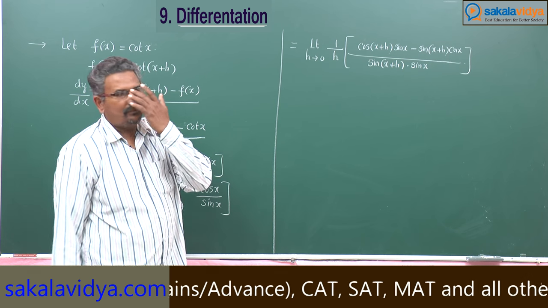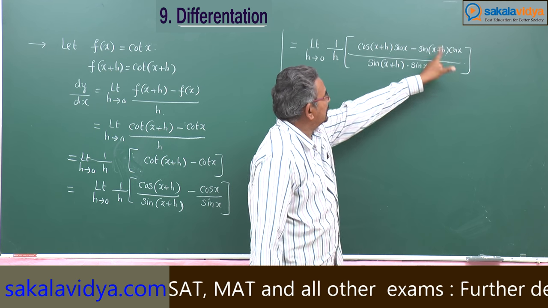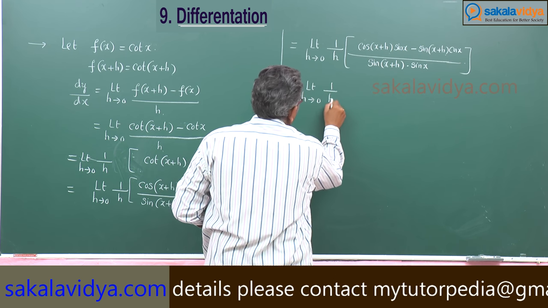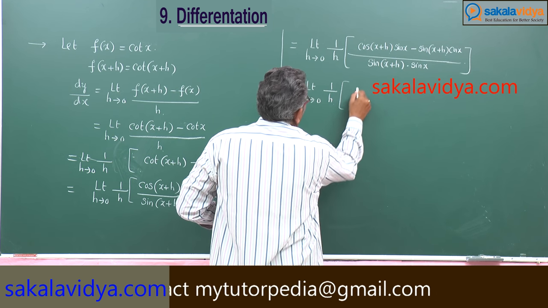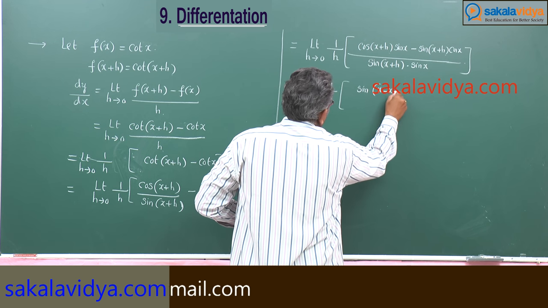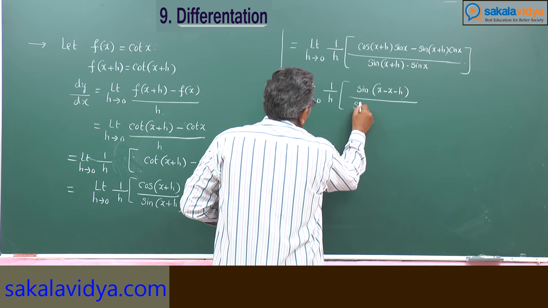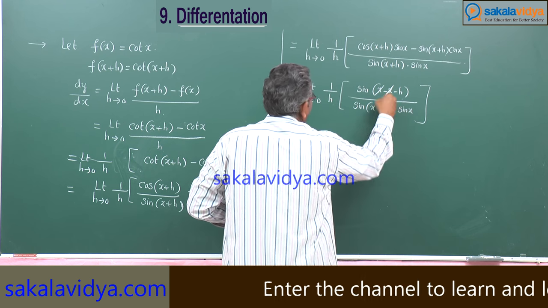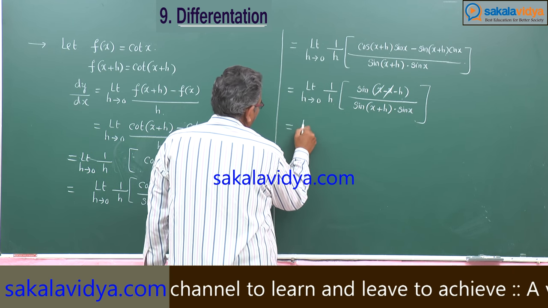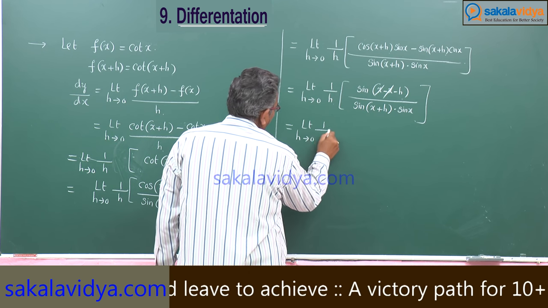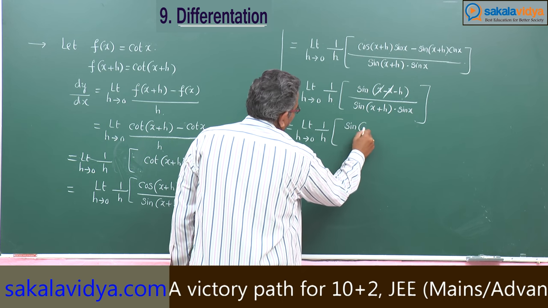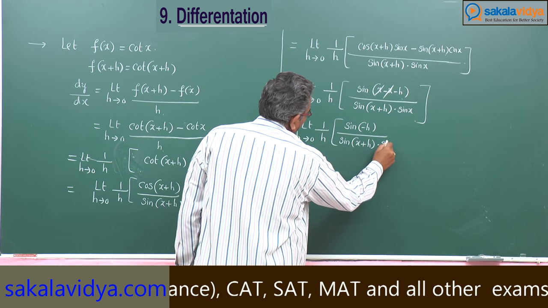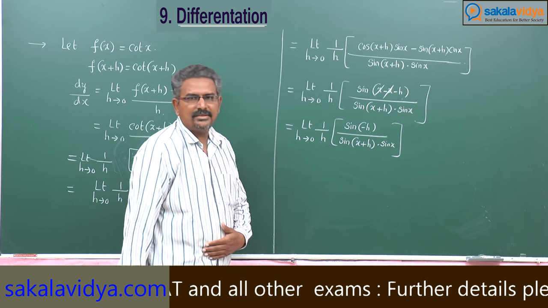Just observe the numerator, sin a cos b minus cos a sin b, sin of a minus b. So, limit h tends to 0 of 1 by h into sin of x minus x minus h by sin of x plus h into sin x. x minus x cancels. Limit h tends to 0 of 1 by h into sin of minus h by sin of x plus h into sin x. Sin of minus theta is minus sin theta.